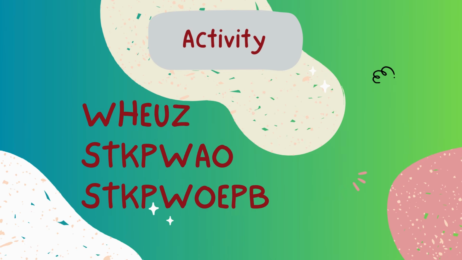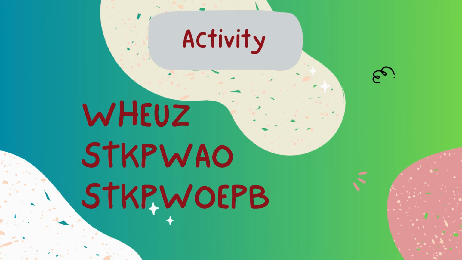Then we have another three. You read these and give me the English words or the English translation. The first one: initial WH, vowel I, final Z. Next is initial Z, then vowel A and O, or diphthong U. Then the third one is initial Z and long O, final N. So write your answers in the comment section below.